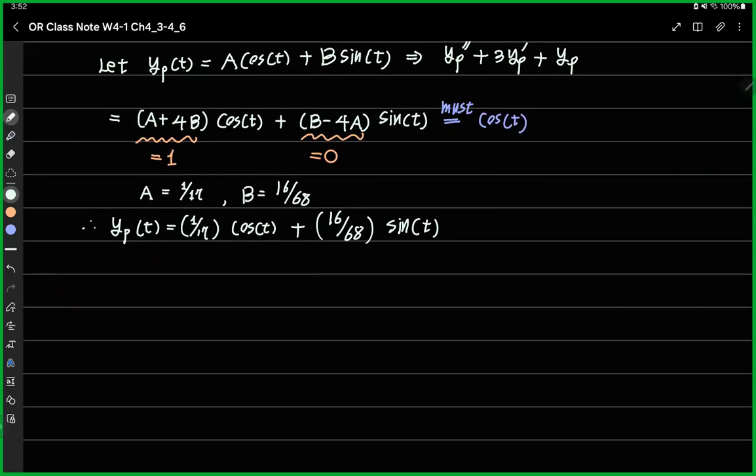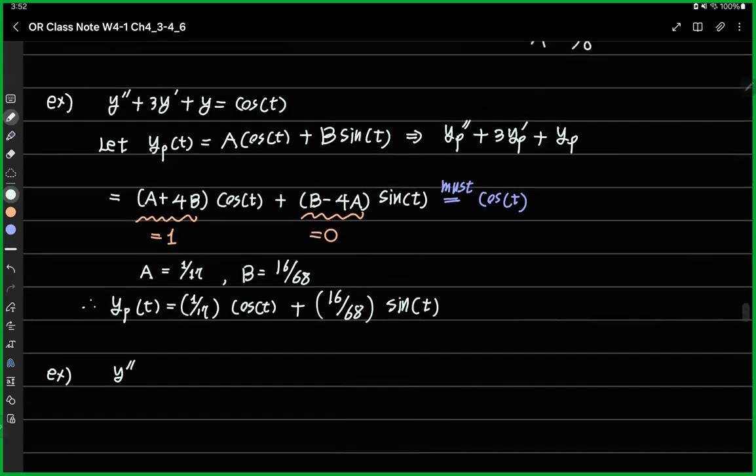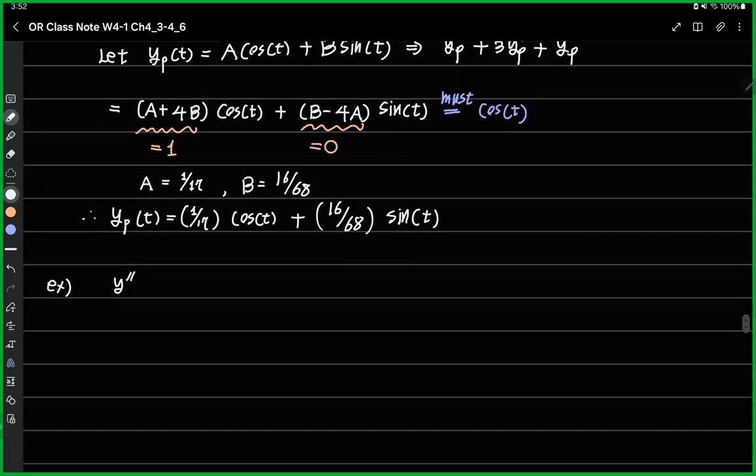Now what are you going to do? See another example. What about this? The external force is not just sine or cosine, but maybe a product of functions having distinct types of functions.